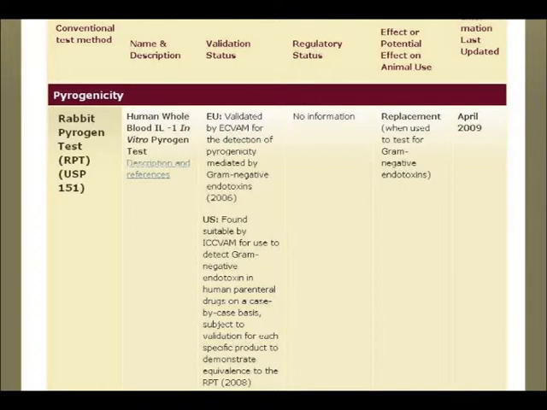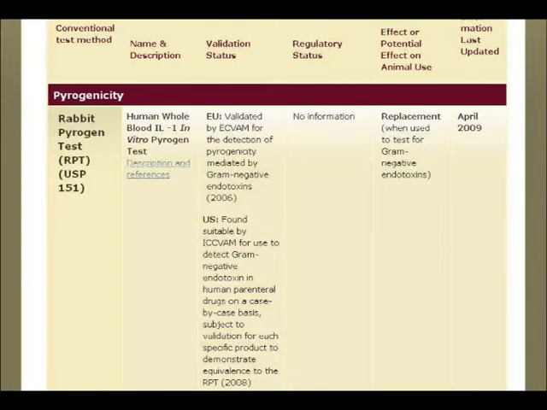Under regulatory status, there's no information from either the European Union or the United States. So it's just another indication that it's one thing to validate a test, it's another thing for it to be accepted by the regulatory authorities. Anyway, the next column says effect or potential effect on animal use, and it says replacement when used to test for gram-negative endotoxins.